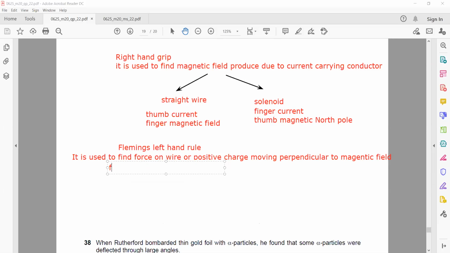And in this case, the first finger represents the magnetic field, or points towards south. The second finger shows the direction of the conventional current or particle.